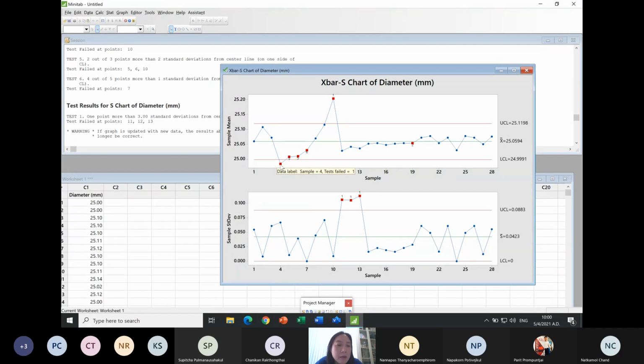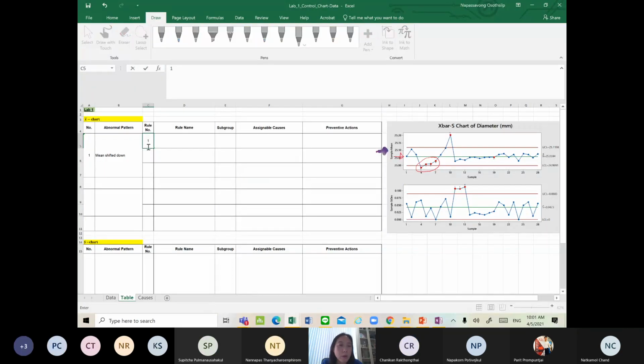Okay, and let's move to Excel first, and write it down first. So that means it violates rule number 1, which is extreme point, and it appears on subgroup number 4.